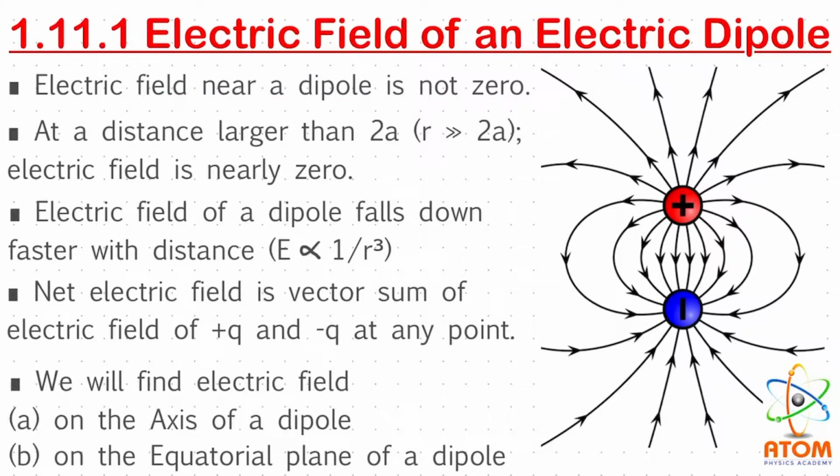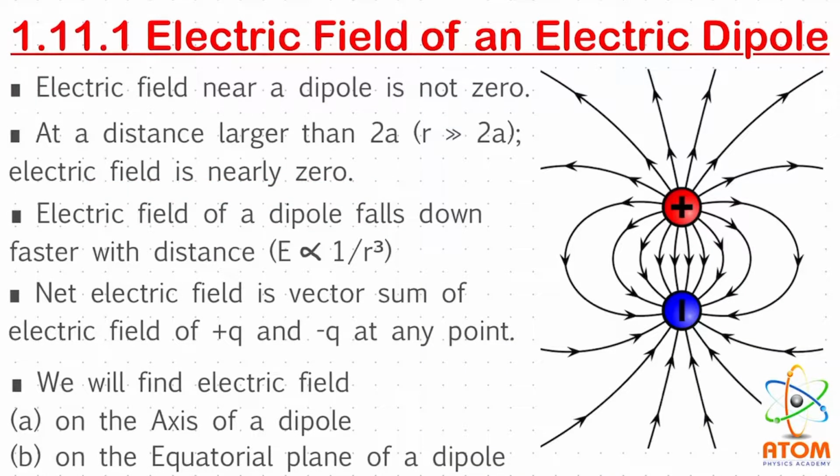However, if you go far away, meaning the distance r is quite larger than 2a, then the electric fields of the positive and negative charge will be nearly the same, and that's why the electric field far from the dipole will be nearly zero. The electric field of a dipole falls rapidly with distance, because the electric field of a dipole is E proportional to 1 upon r cube. Why it is so, we will learn later.